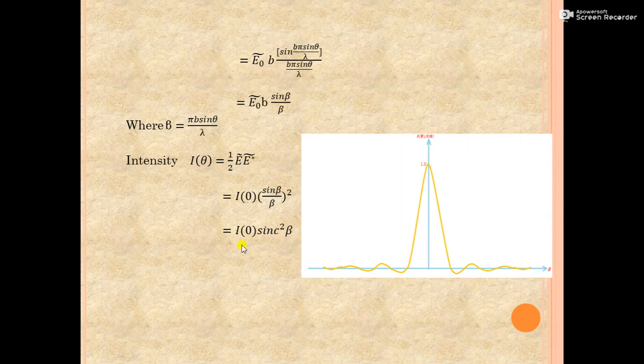Now if we plot sinc squared beta in this direction, we have plotted I theta by I naught, and here beta. So the graph of sinc squared beta shows like this. This is the intensity distribution.